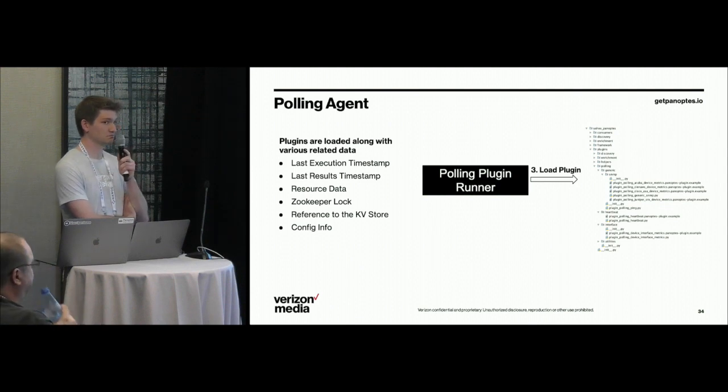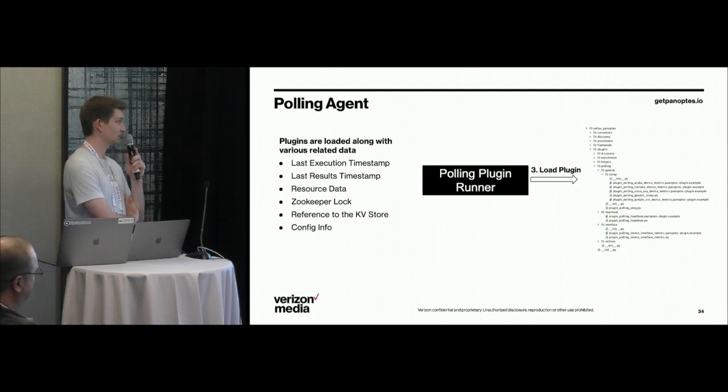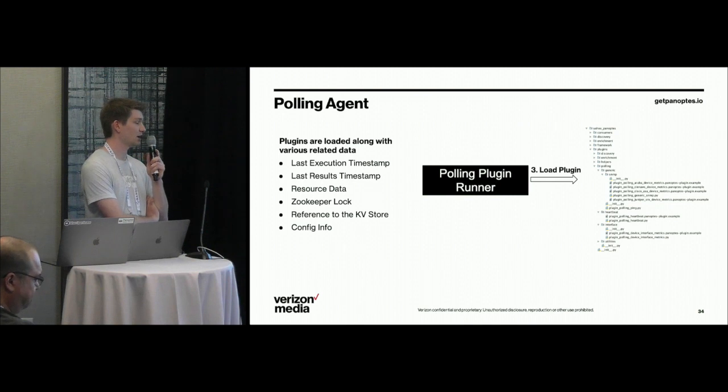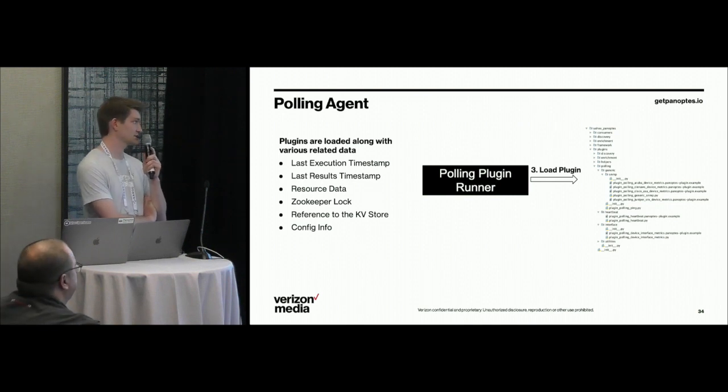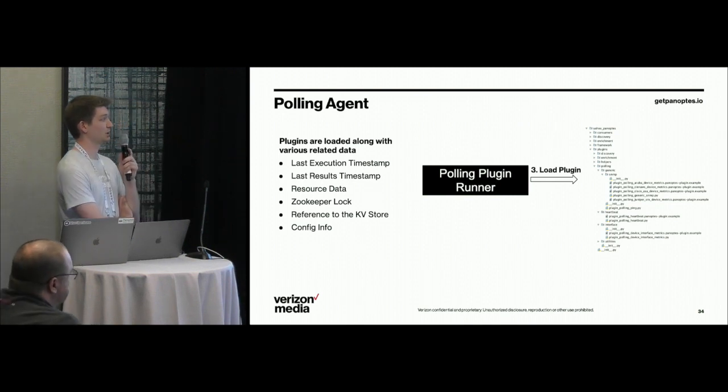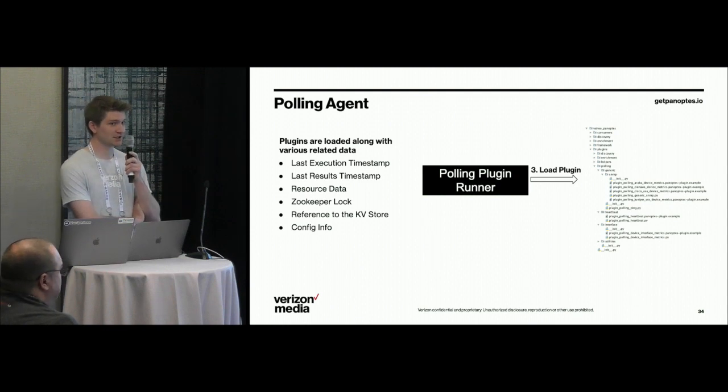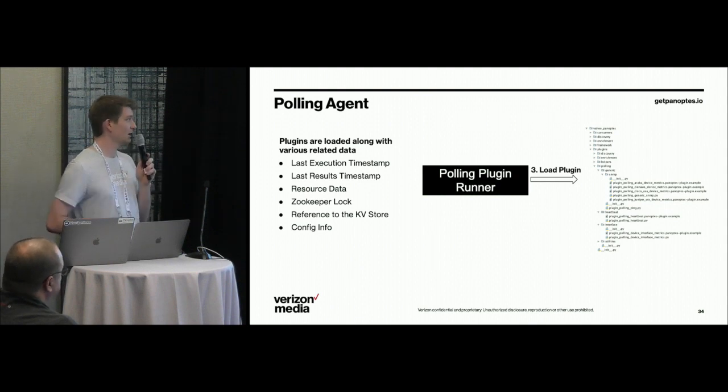So in order to fix that, in order to run a plugin, it has to acquire a lock, which is then released once the plugin is done executing. So it's a zookeeper lock. It has a reference to the key value store. This is where all the metadata is stored. So once the plugin is done running, it has to go back and update these values. And then there's the config info, like execution frequency, and basically the entire config file that I showed you initially.